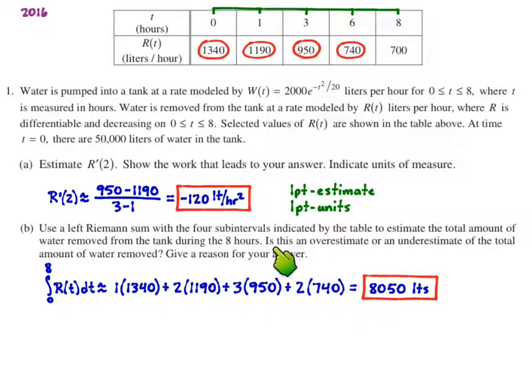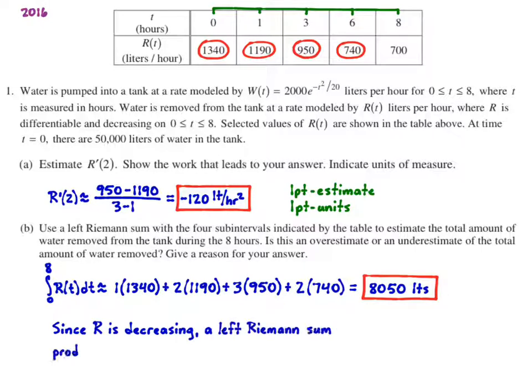The next part of this question says, is this an overestimate or an underestimate? Remember, this deals with whether the function is increasing or decreasing, because we're talking about a left or right Riemann sum. So since this function is, what does it say? It says this function is decreasing, then we know a left Riemann sum will be an overestimate. So since R is decreasing, the integral, or the left Riemann sum, will be an overestimate.